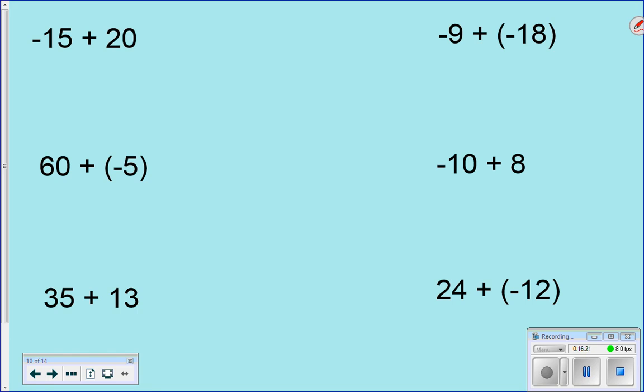All right, so negative 15 plus 20. What do you got, Carter? The first one. 5. 60 plus negative 5. AB, what do you got?